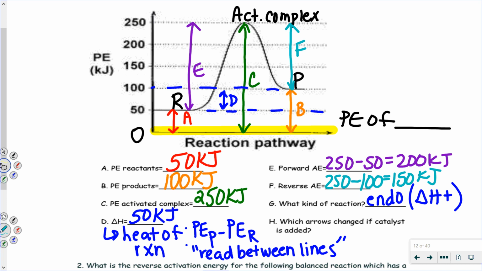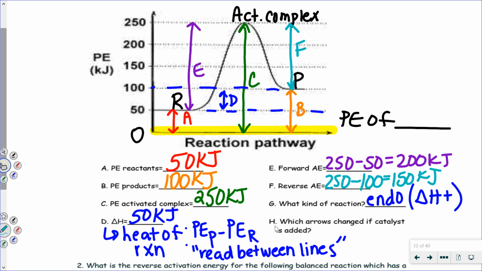You don't have to worry about any other value but delta H, it being positive or negative. Everything else is positive. But the distance here is 150 kilojoules. So we've labeled potential energy of reactants, potential energy of products, potential energy of the activated complex, the delta H, remember, read between the lines. It's positive because this is an endothermic curve. If it was exo, it'd be negative. We've got the forward activation energy, the reverse activation energy.